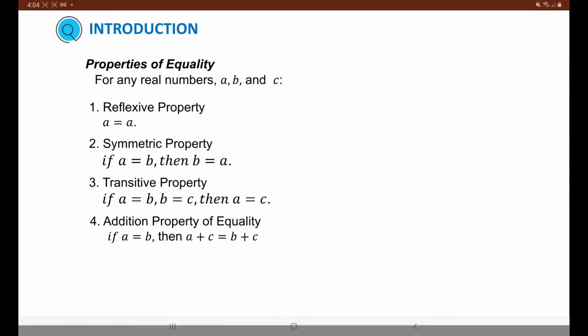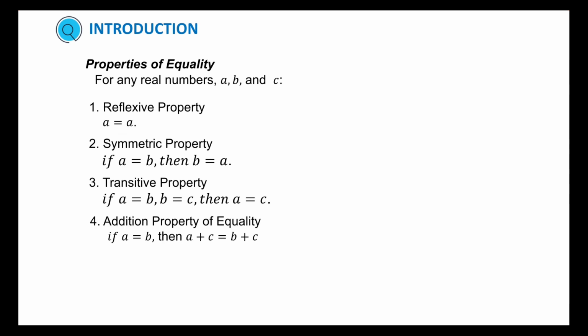Number 4, addition property of equality, which states that if a equals b, then a plus c is equal to b plus c, which means that if the same number is added to both sides of an equation, both sides remain equal in value. The same principle is also applied on subtraction property of equality. If a is equal to b, then a minus c equals b minus c. If the same number is subtracted from both sides of an equation, both sides remain equal in value.